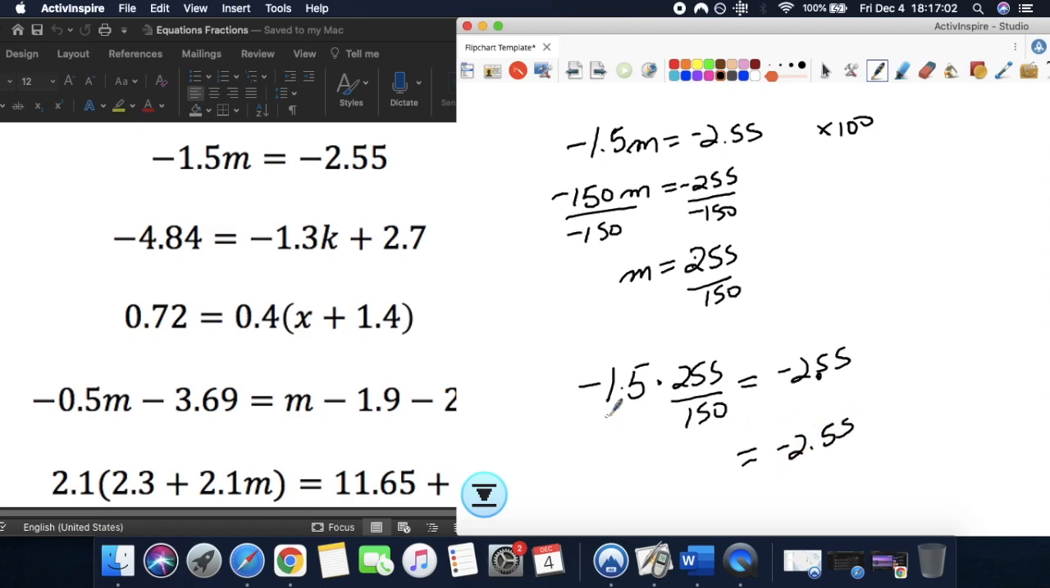So we've got to multiply these two. Okay, and you can definitely use your calculator here. So 1.5 times 255, enter, divide that by 150. Guess what? It does equal 2.55. So our answer here was correct.